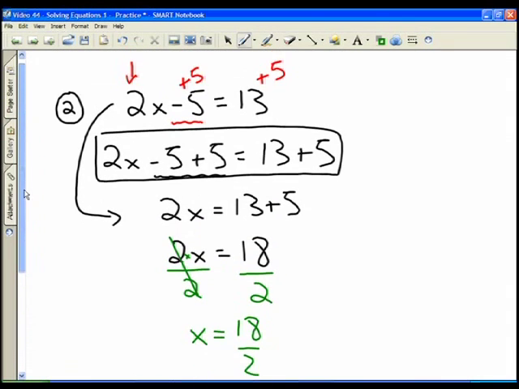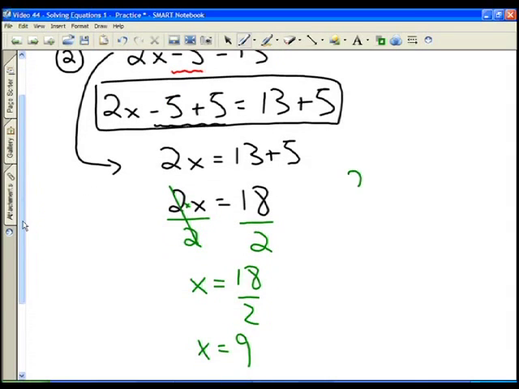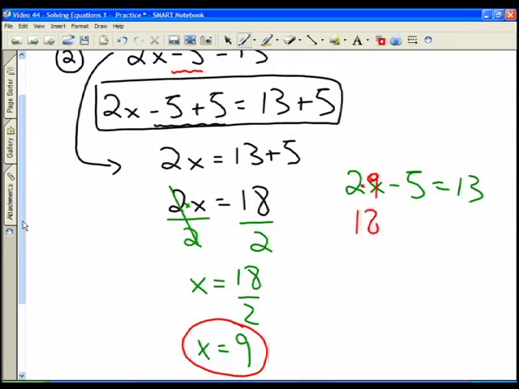And this is not as easy to see, but we have 2x minus 5 is equal to 13. And I said that x was equal to 9. So I can put 2 times 9 in here and see what I get. And 2 times 9 is 18. And 18 minus 5 is 13. So this is correct.